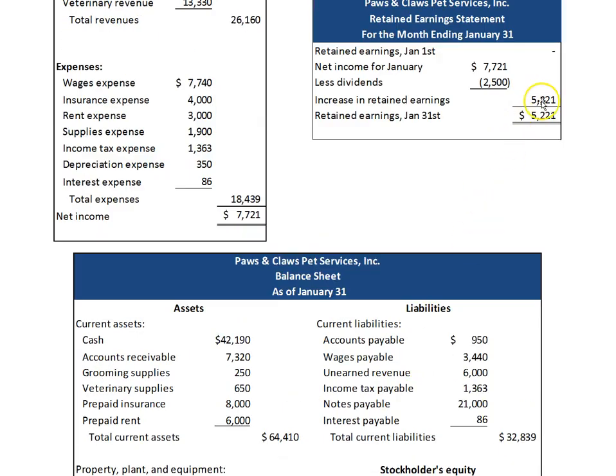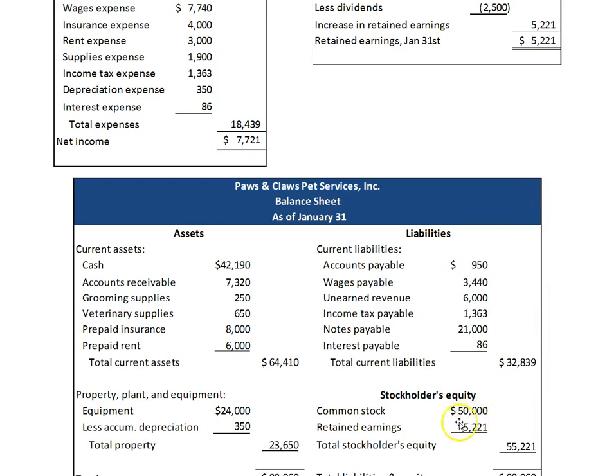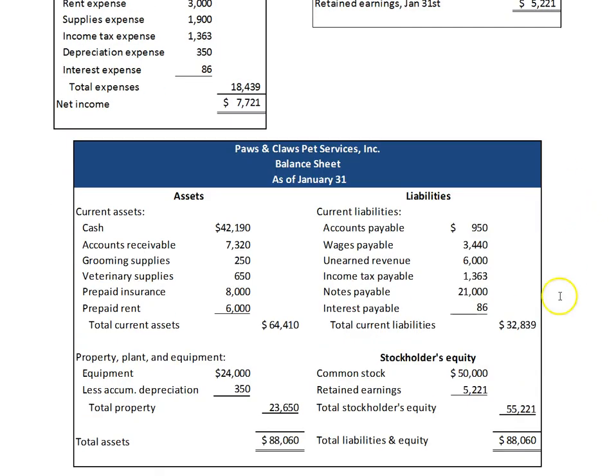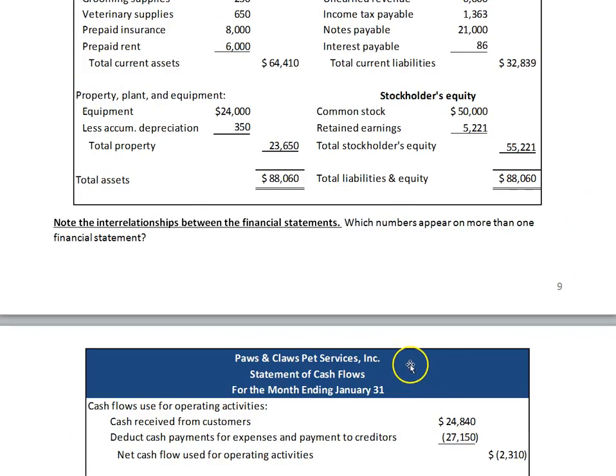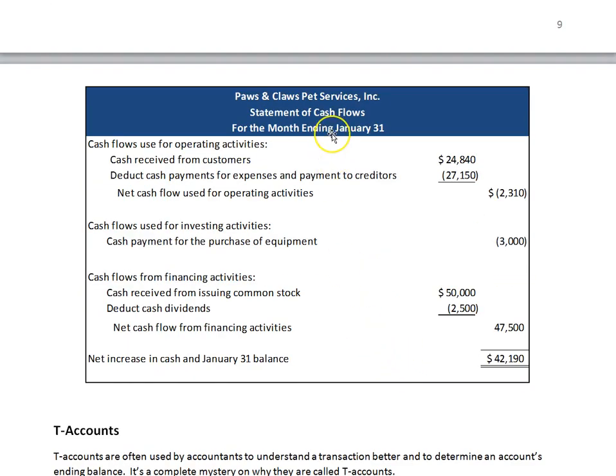Notice where the 5221 came from. It came from the retained earnings statement, right? So we have retained earnings 5221. So notice that relationship. Next page, we're going to get to the statement of cash flow. All I want you to do is recognize that this is one of the basic 4 financial statements. We're not going to go into it any more than that.